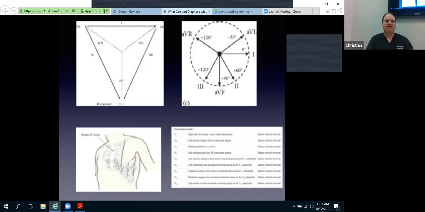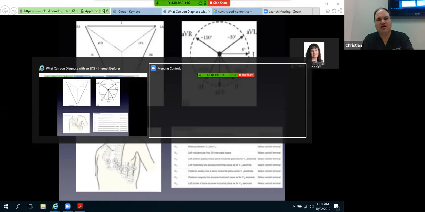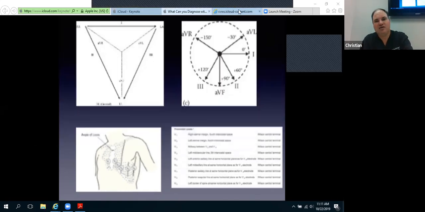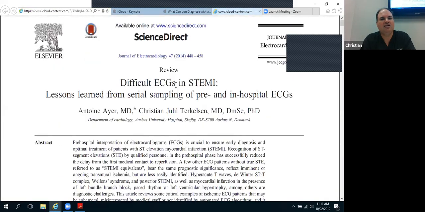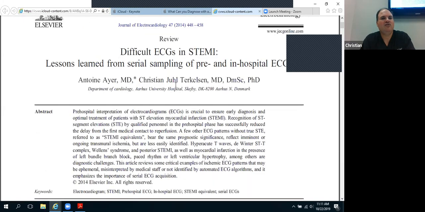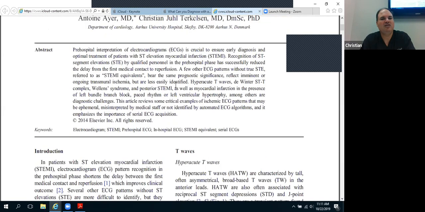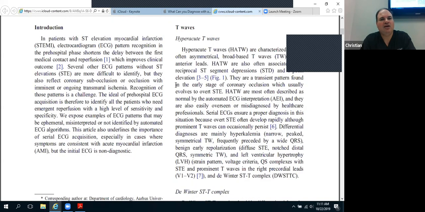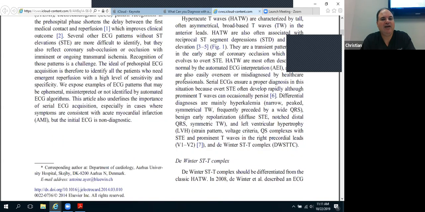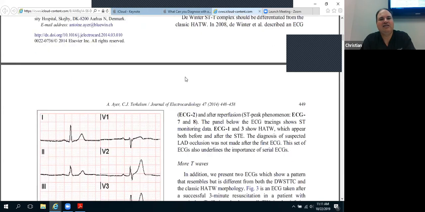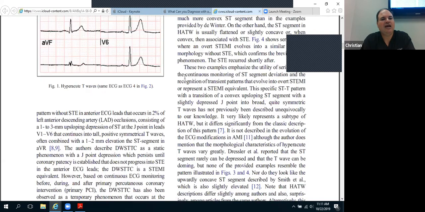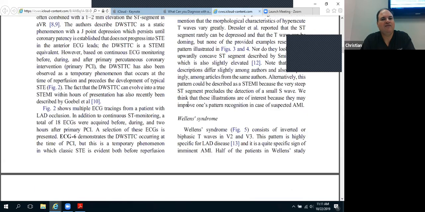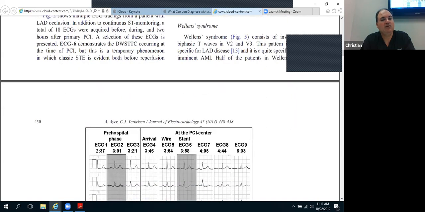But you only get that if you're comparing one EKG to another, if you're obtaining serial EKGs. I won't go into this because we're out of time, but this is an article on difficult ECGs in STEMI and lessons learned from serial sampling of pre- and in-hospital ECGs. The first thing is looking for those hyperacute T waves, looking for what are called the De Winter ST-T complexes. Those are kind of the evolving complexes that we see. And then as you go through from there, being able to recognize Wellens syndrome.